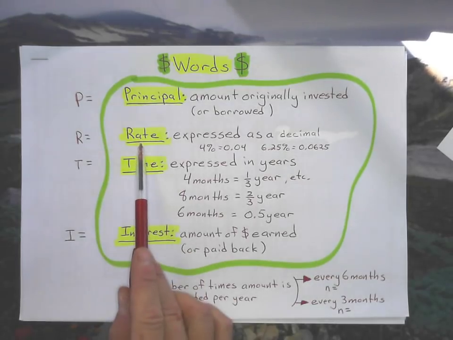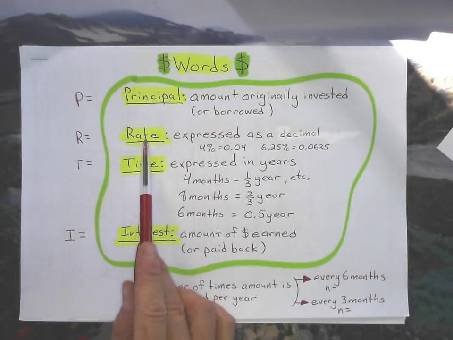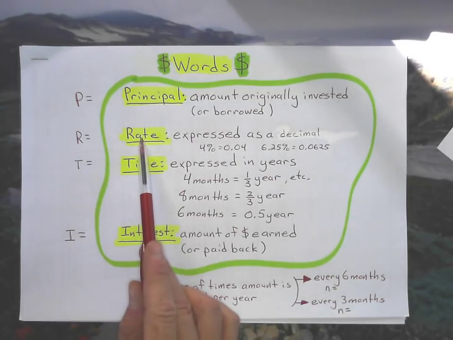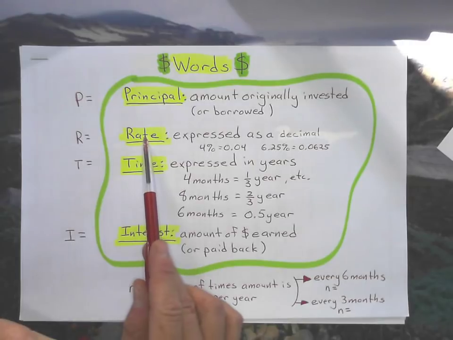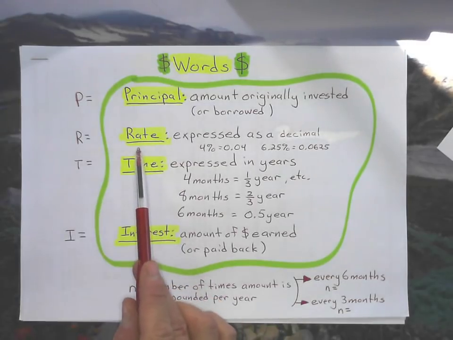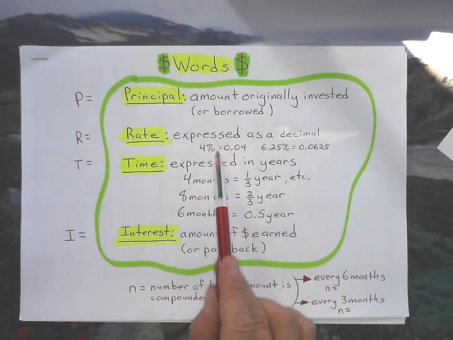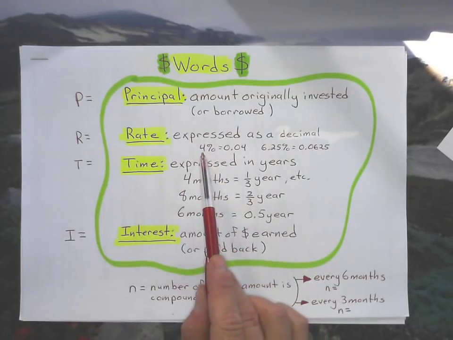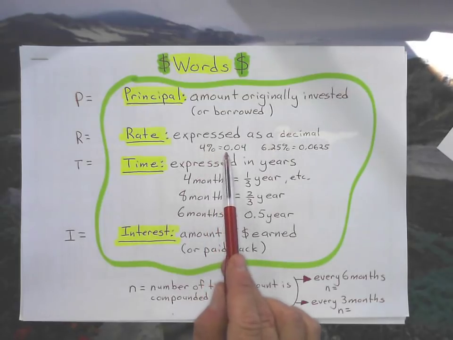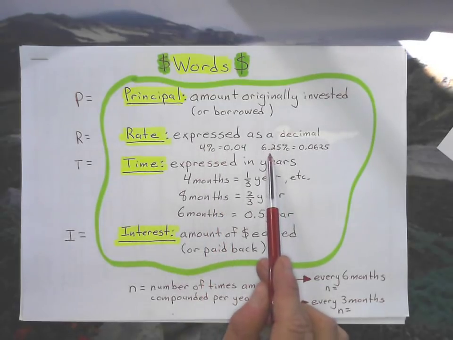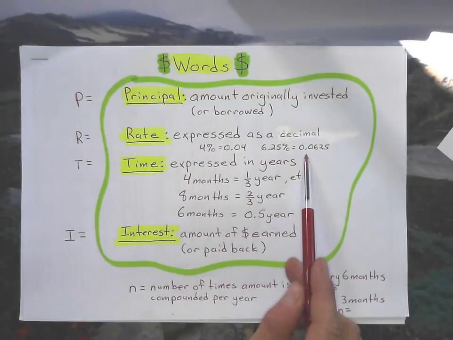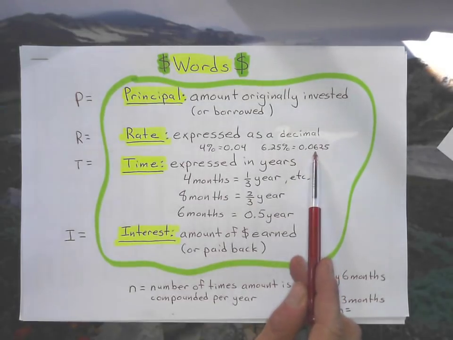The rate is going to be the interest rate that the bank gives you. If you're investing money, then they're going to give you that percentage, and if you're borrowing money, you have to pay them back at that percentage. And when we're working these problems out, we want to do that as a decimal. 4% equals 0.04, 6.25% equals 0.0625, etc.